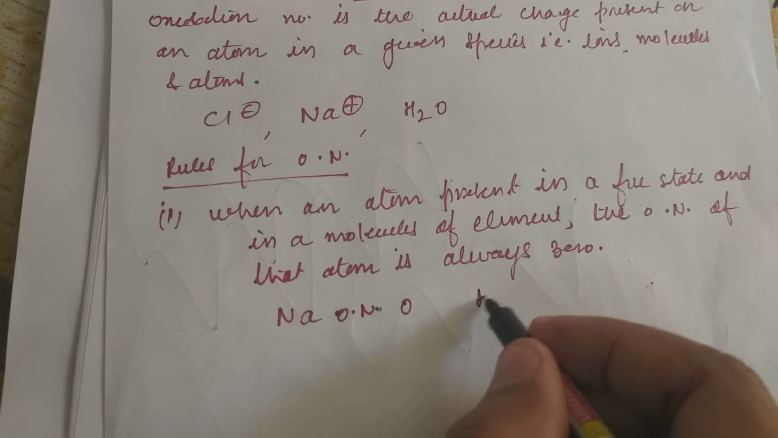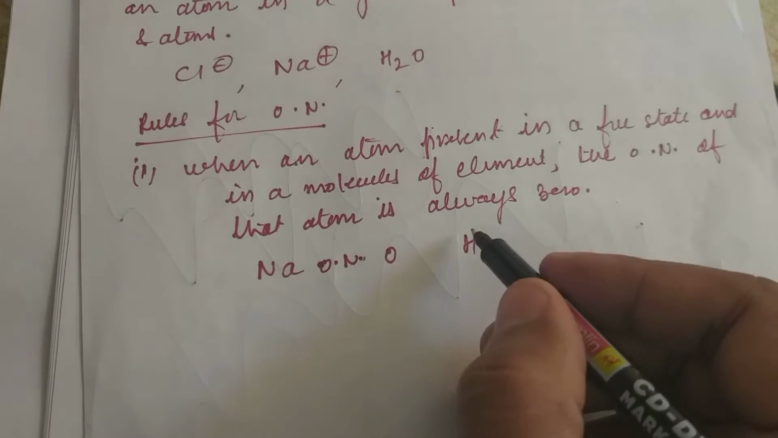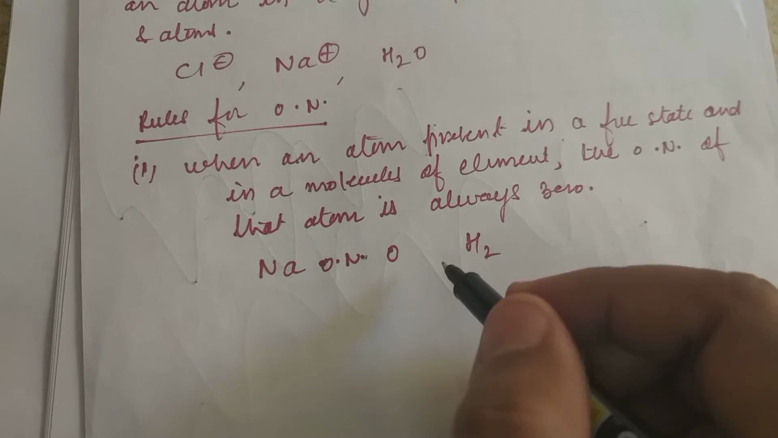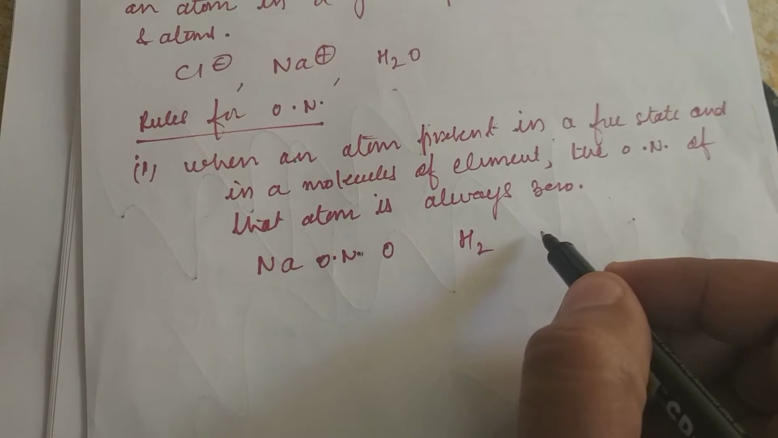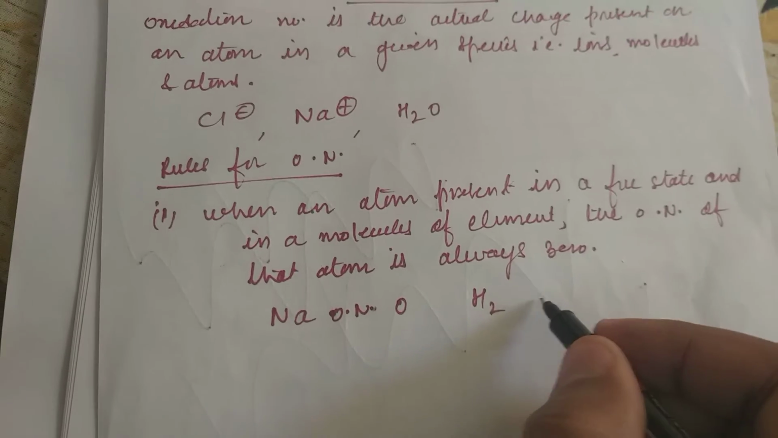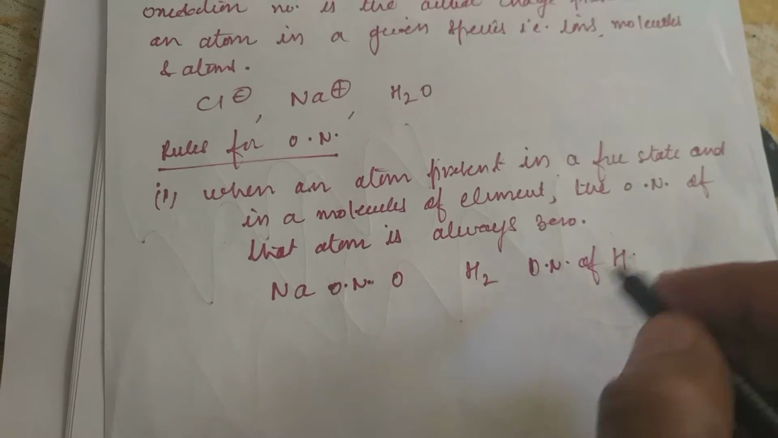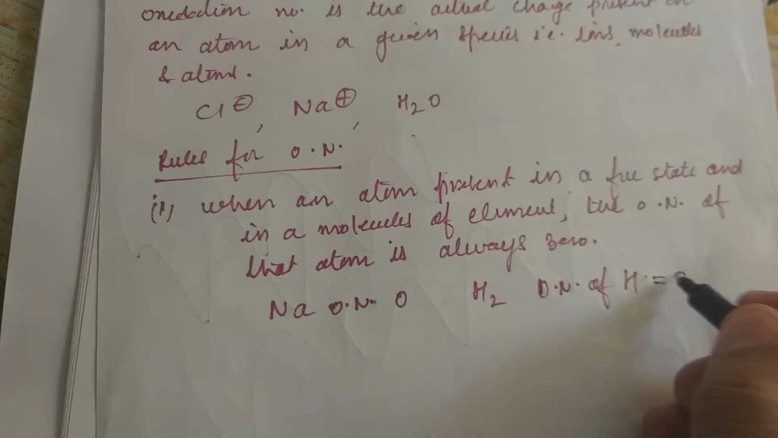In the same way, suppose we have hydrogen. This is the molecule of hydrogen gas. So hydrogen is combined only with hydrogen. So in this case also, the oxidation number of hydrogen atom is always 0.